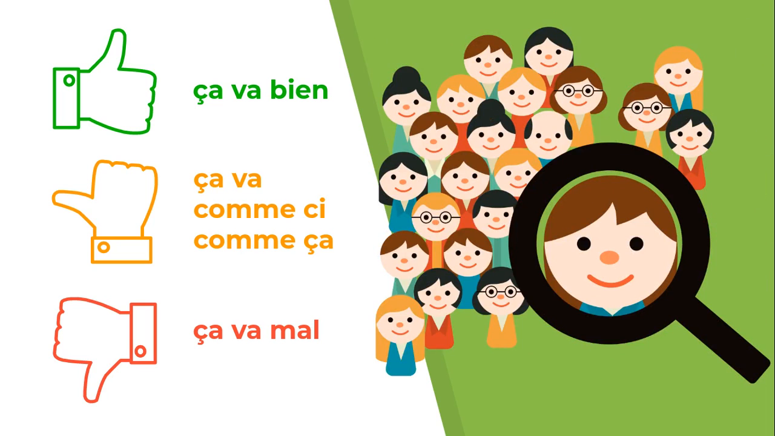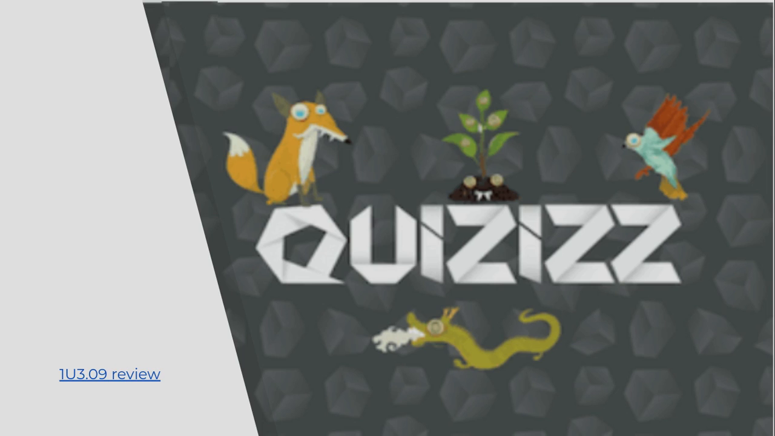Okay, how are we feeling with our Unit 2 review for our writing portion of our Unit 3 assessment? Ça va bien? Ça va comme ci, comme ça? Ou ça va mal? Okay, bien, excellent. You guys, we got this.